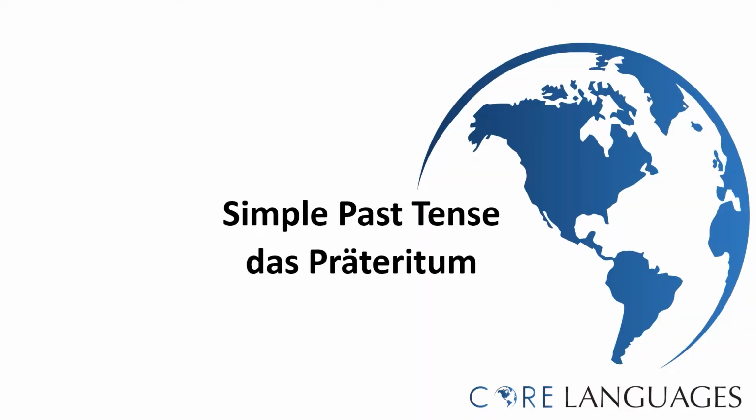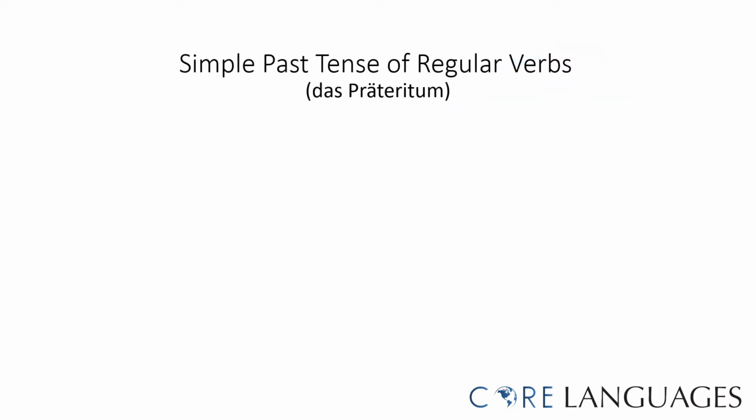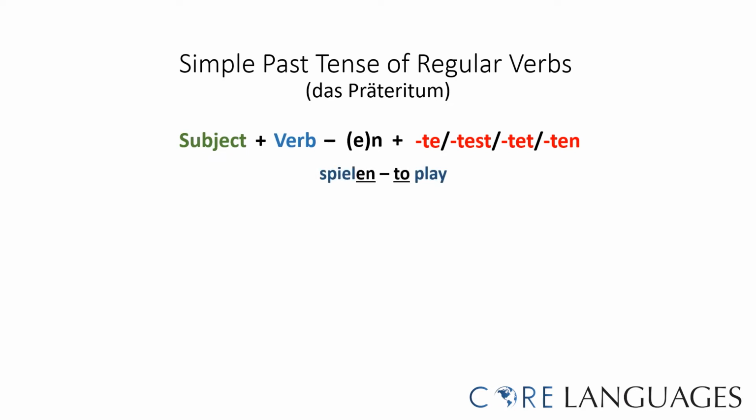The simple past tense, das Präteritum. To form a sentence in the simple past tense or the Präteritum with a regular verb, we need a subject, and then we will take a verb and remove the ending en from its infinitive form and add the simple past tense ending te, test, tet, or ten. Here's an example, the verb spielen, to play.